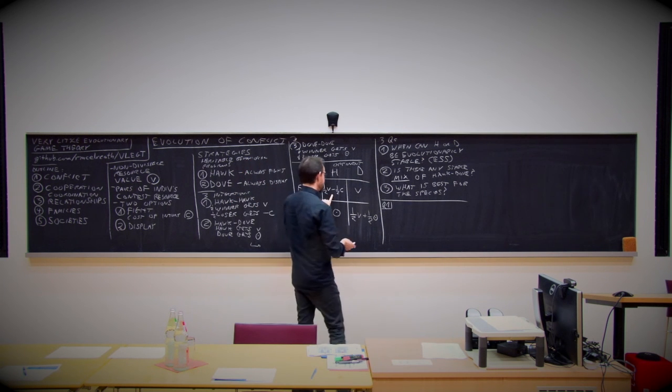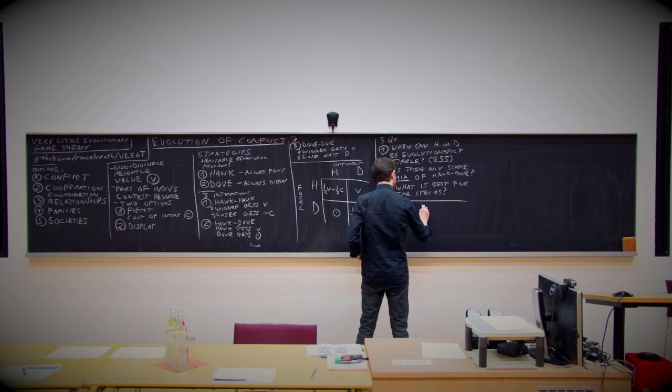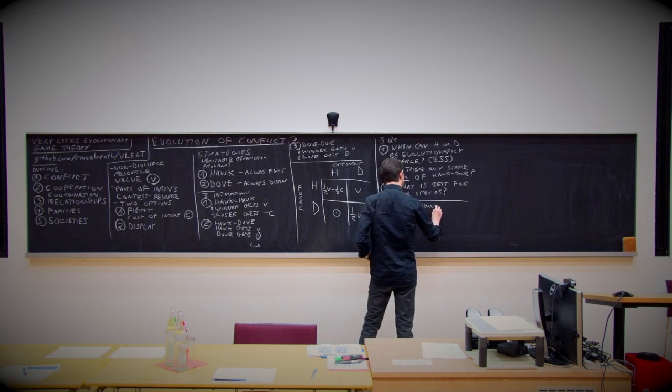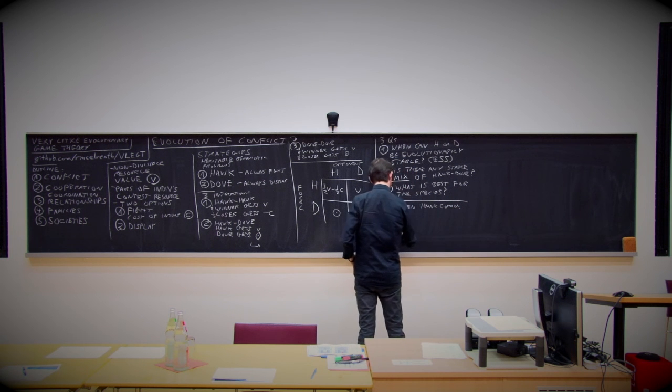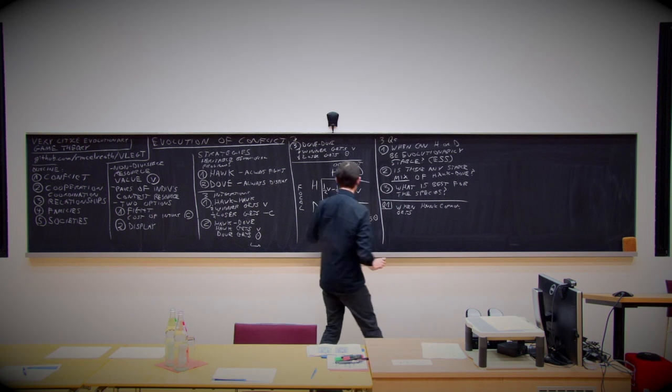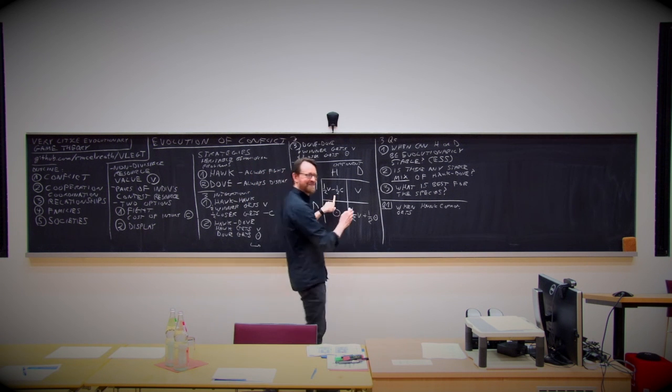Yeah? So that's what we say, is when hawk is common, each hawk gets, on average, I'm going to start writing this (v minus c) over 2 because it lets me write 1 less 2. I'm lazy. Okay.